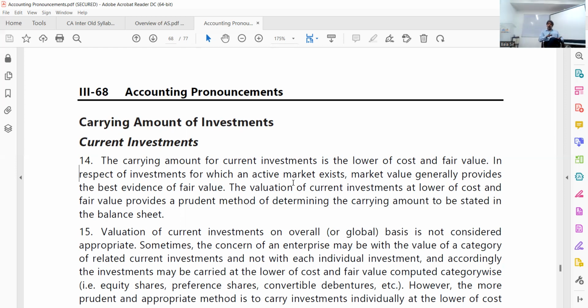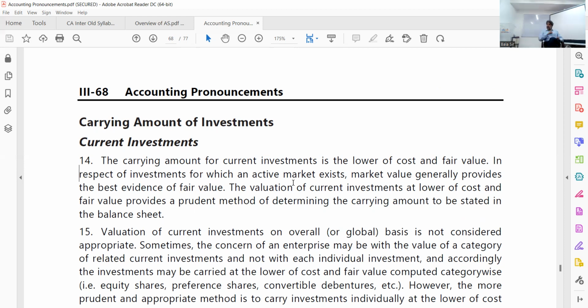But let's see, the lower of cost and fair value. When you start the sentence with lower of, you better write and: lower of cost and fair value, the lower of two numbers. Or you can start the sentence this way: cost or fair value, whichever is lower. But if you write lower of, then write cost and fair value: the lower of two numbers, A cost, B fair value.